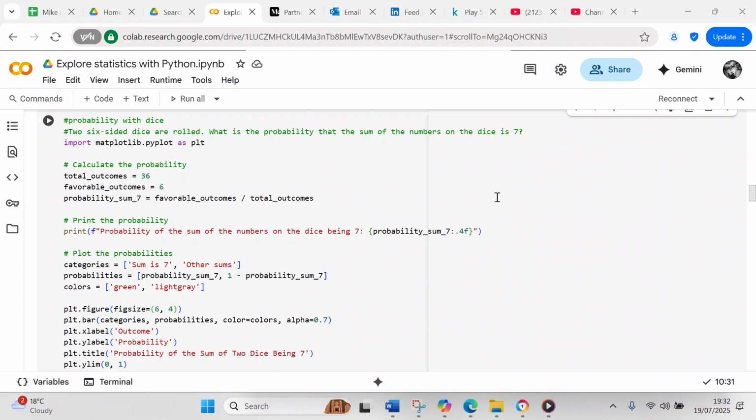So in order to calculate the probability, the total outcomes is going to be 36, and the favorable outcomes is going to be 6. So the probability of a sum of 7 is the favorable outcomes divided by the total outcomes. So that's going to be 6 divided by 36, or 1 divided by 6. And then we're going to print the probability of the sum of the numbers on the dice being 7. So that's the probability of a sum of 7.